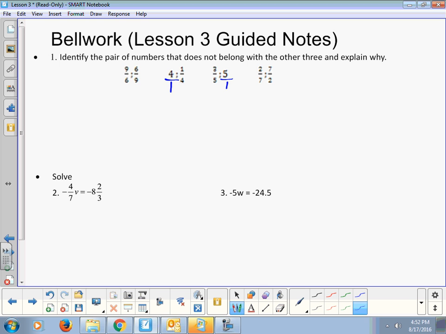Now that we have all the pairs written as fractions, take a second to compare each pair of fractions. What do you notice about their numerators and denominators? When you flip the numerator and denominator of a fraction, it's called the reciprocal. All the pairs are reciprocals except for one. The pair that does not belong is 3/5 and 5. 3/5, the reciprocal would be 5/3.